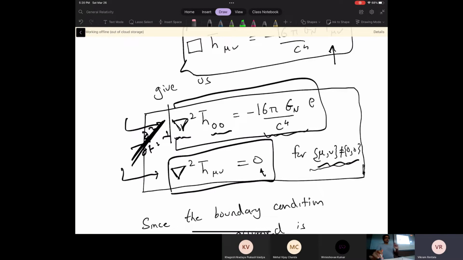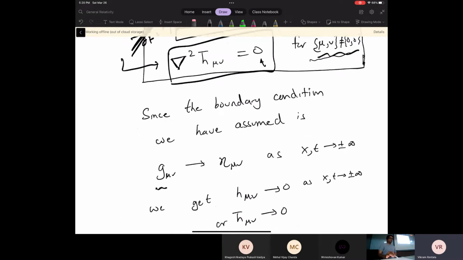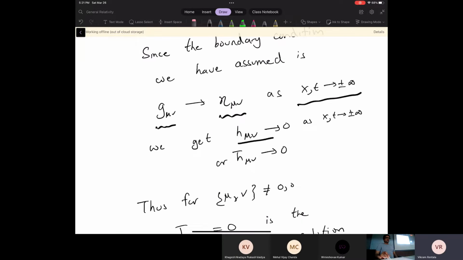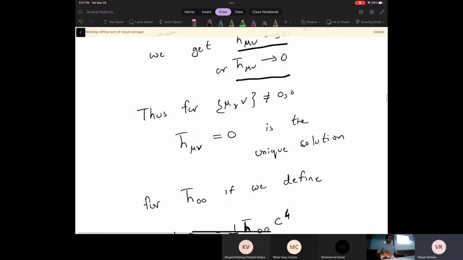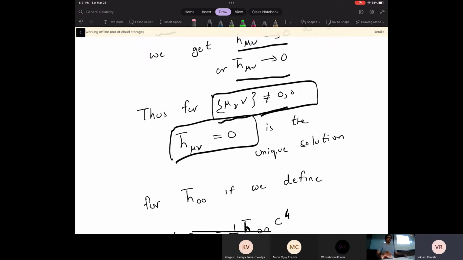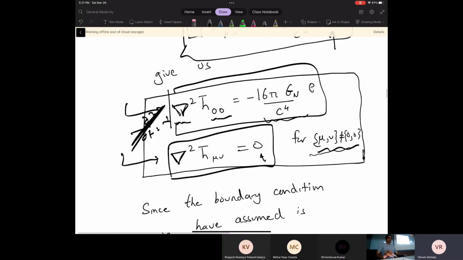Now our boundary conditions for this equation: for the full g_μν, we still assume g_μν goes to η_μν at large x, t. Which means that we're assuming that h_μν, or h̄_μν, the perturbations, go to 0, dying out at large x, t. This is an assumption that we're making. So for μν not equal to 0,0, h̄_μν equal to 0 is the unique solution. If I look at this equation, my boundary conditions are that the field dies out at infinity. This tells me that h̄_μν is exactly 0.